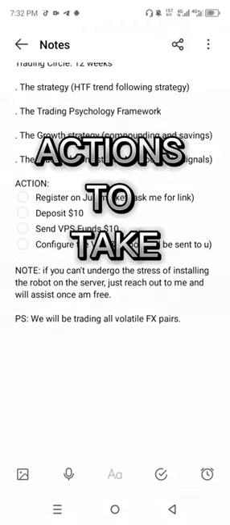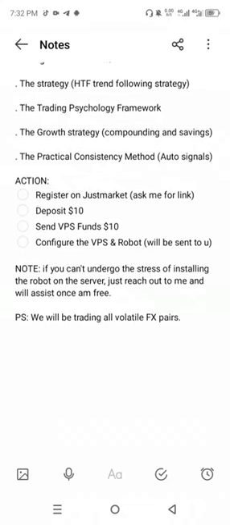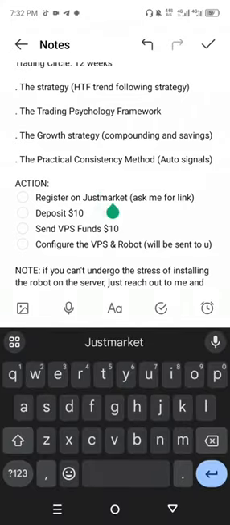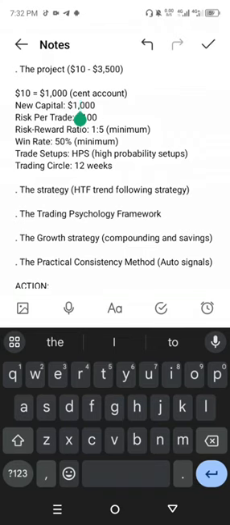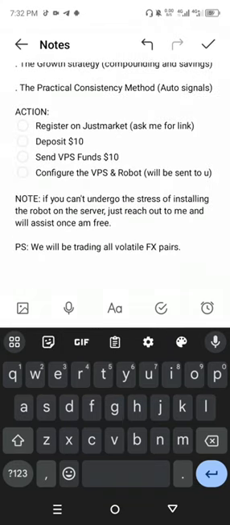So now let's talk about the actions you need to take right now if you are ready to join us while we kickstart the project. So the first action you need to take is to register on Just Market. Now this is the broker that provides us with the necessary things we need, such as a good spread, all the basic things that a broker should provide. But most importantly, they give us this concept here to be able to convert this 10 to 1,000 so that we can trade effectively. So that's what happens on Just Market.